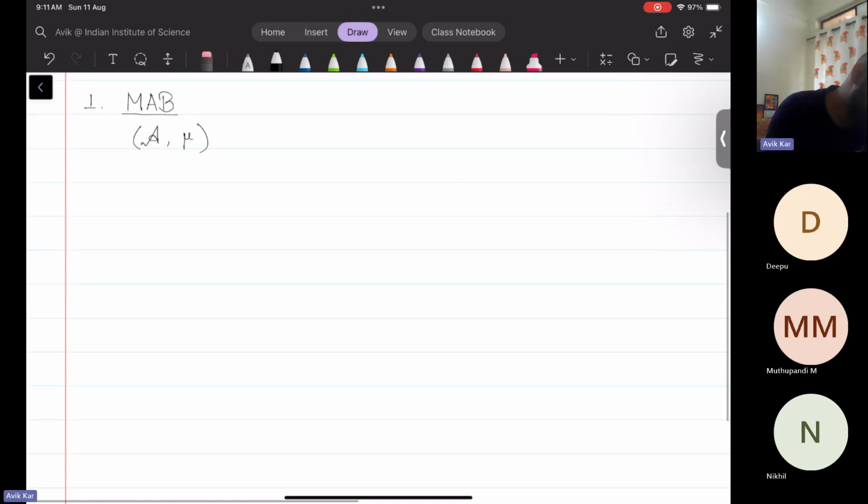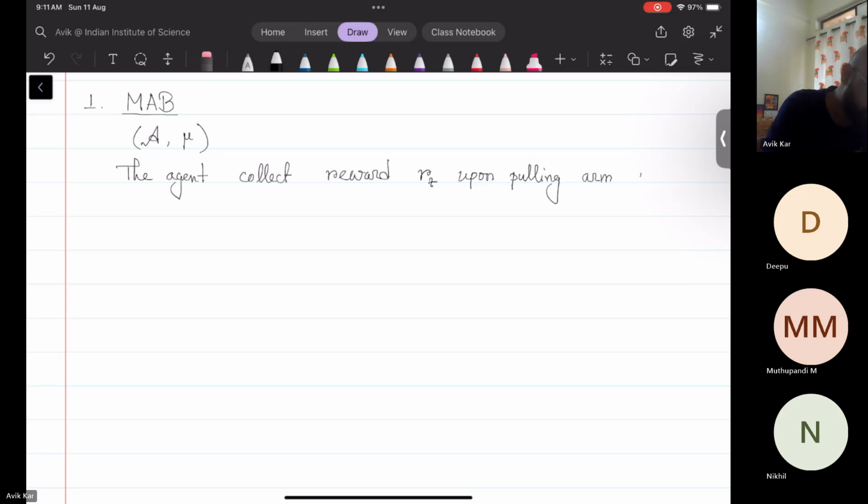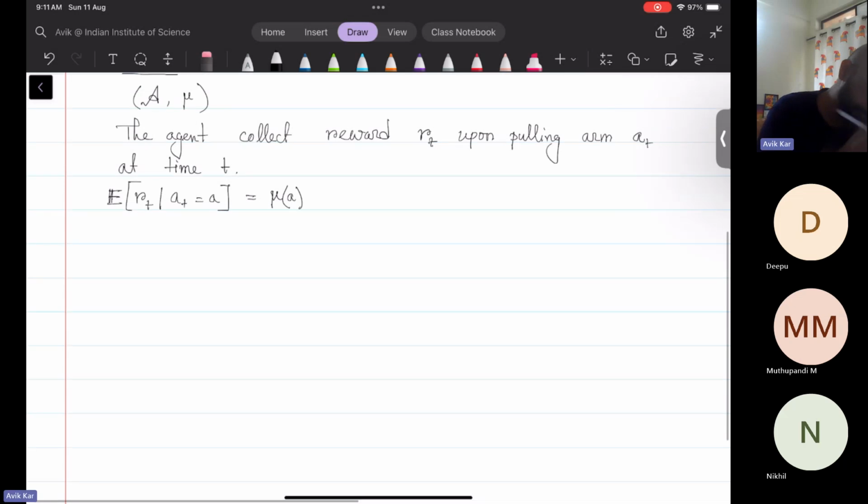So the agent collects reward RT upon pulling arm AT at time t, and the expectation of RT given AT equals A is mu of A. Okay, so we have this mu A, which is the expected reward of arm A.